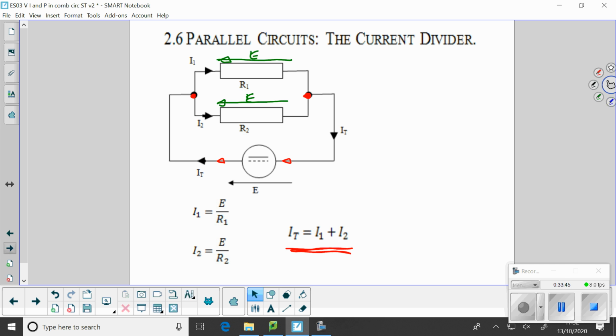So Kirchhoff's current law says that these two currents must add up to what's going in, because we don't lose anything, and we can't gain any current. Then again here, they join up to become IT again on that side. And we'll be looking at Kirchhoff's current law in detail next week as well.